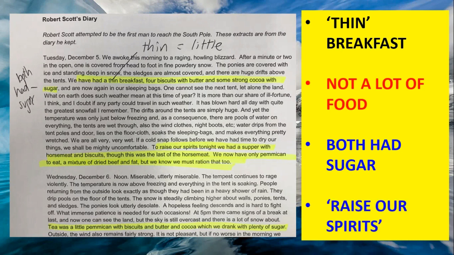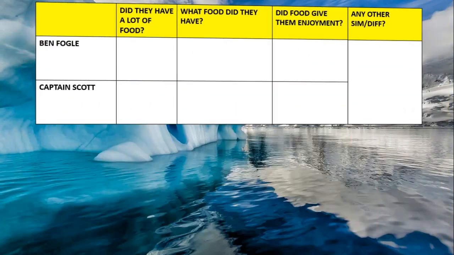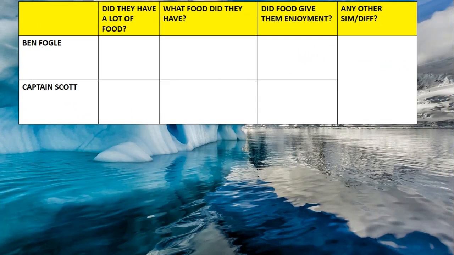And a bit like Ben Fogle, they said they enjoyed it. Here, Scott says they used it to raise their spirits. So they were in a bad mood, but they actually used their supper to pep them up. They raised their spirits, they boosted their morale. So we use this table. Did they have a lot of food? What did they have? Did food give them enjoyment? Any other similarities or differences? Pause the video, see if you can answer these questions.